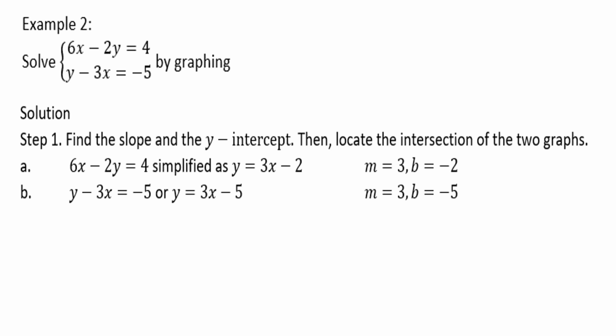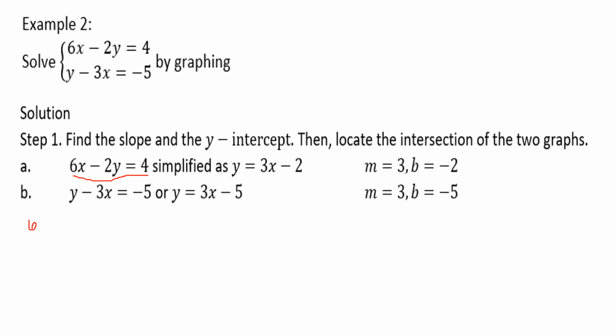Okay, so let's have another example, number 2. 6x minus 2y equals 4 and y minus 3x equals negative 5. So let's find its solution set. Step 1 is to find the slope and the y-intercept, then locate the intersection of the two graphs. Okay, so let's change first 6x minus 2y equals 4 into slope-intercept form.